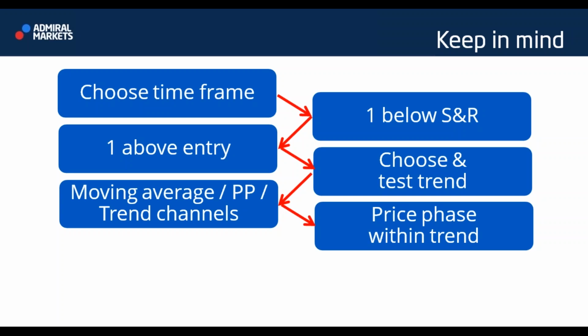Right? Weekly chart could be the support or resistance, daily chart could be the trend, and the 4-hour chart could be the entry. Daily chart could be support or resistance, 1-hour chart could be trend, 5-minute chart could be entry. So those are some examples.